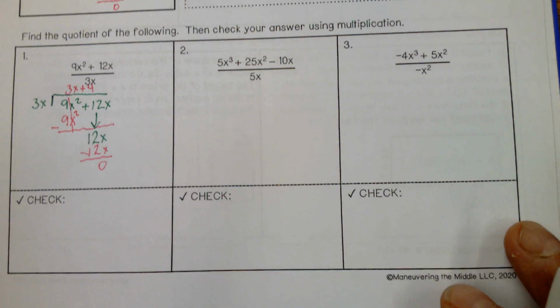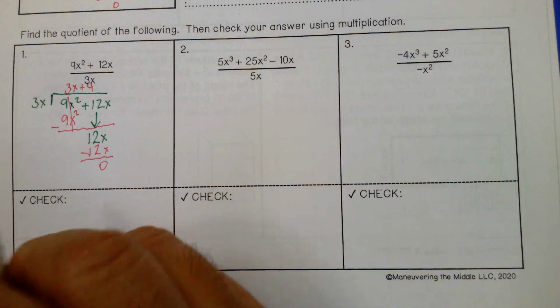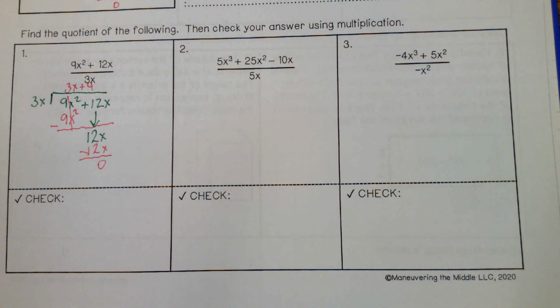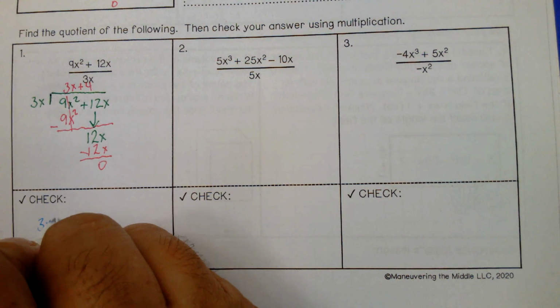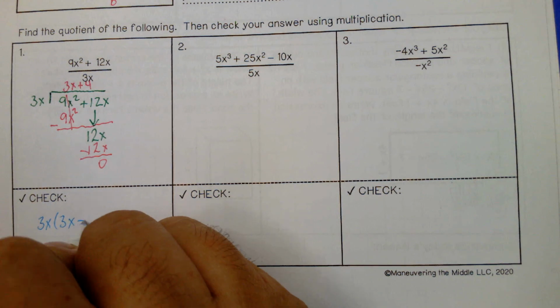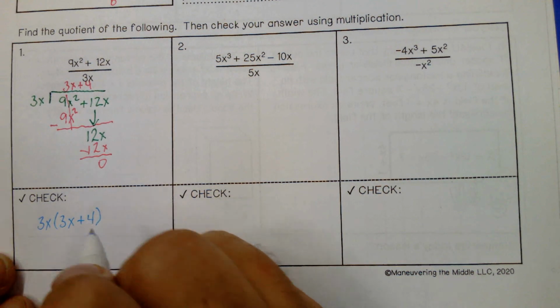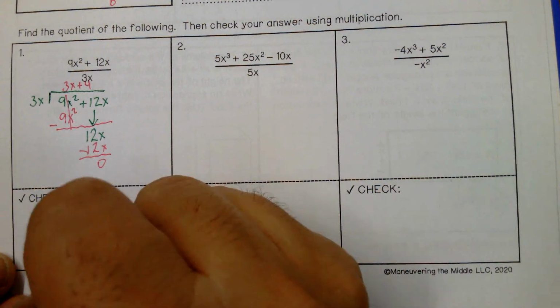Okay. Now we check it. If I take 3x and multiply it by 3x plus 4, does it equal 9x squared plus 12x?